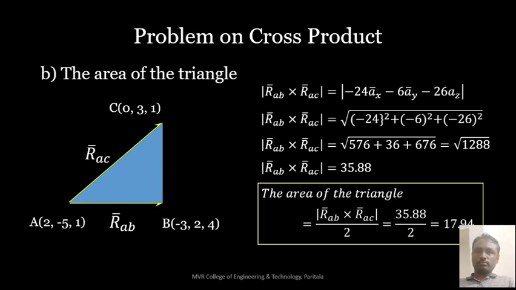17.94. So this is the way we are able to identify the area of the triangle by using two vectors. So what is the formula for that? Magnitude of the cross product of those two vectors divided by 2.